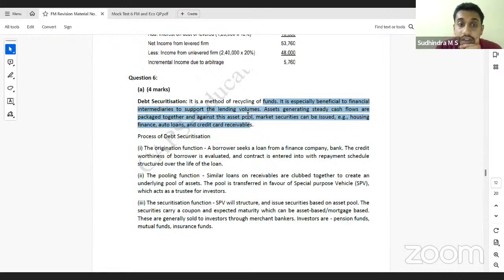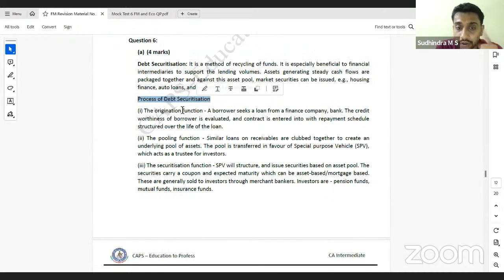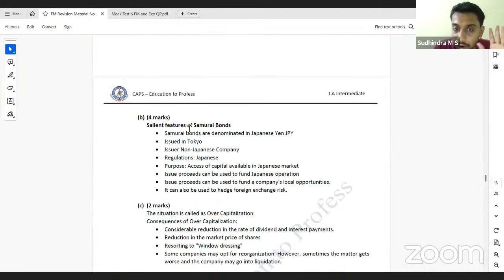Each point half mark. Then process of debt securitization. If you have listed the 3 points, you would get half mark. But if you have written, explained about what that function is all about, then half mark each again, 1.5 marks. So listing half mark, explanation 1.5 marks. 2 plus 2, 4. Then salient features of samurai bonds. There are 8 points. So denominated in Japanese yen, the technical terms are important. Half mark each. 4 marks.